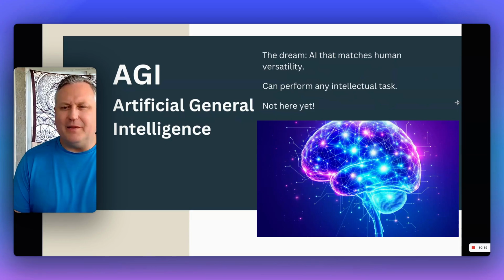AGI, artificial general intelligence. This is the dream. AI that matches human versatility. So they keep predicting this is coming close, but again, we're not here yet. This is about performing very intelligent tasks and general intelligence with the computer. So we'll see where this goes.